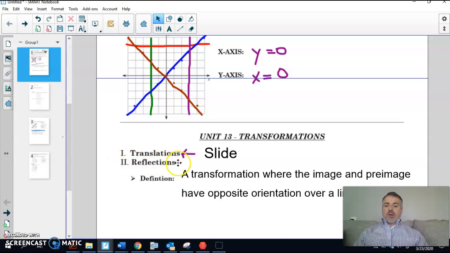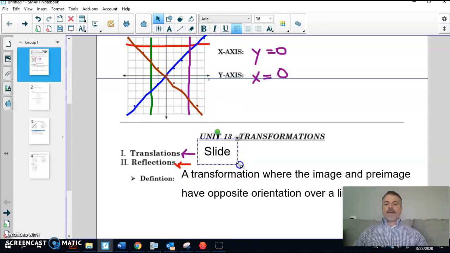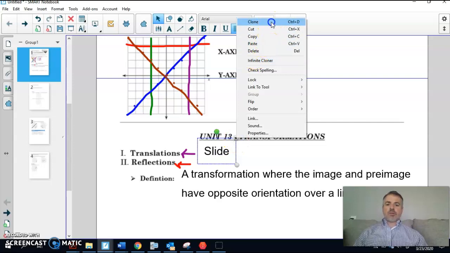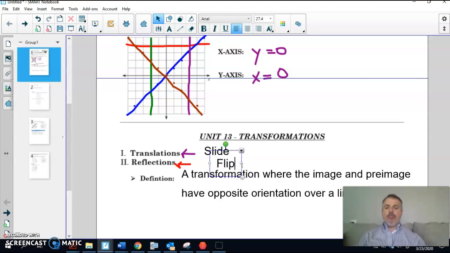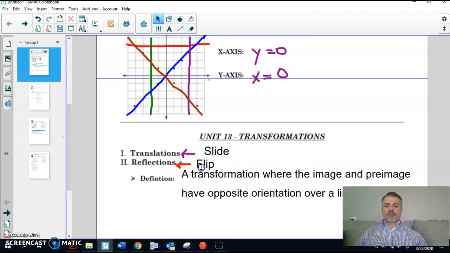And then yesterday I kind of introduced the concept of a reflection. Now a reflection, I want you to think of that as a flip on the coordinate plane. So reflection is a flip. So that's a slide. So we can clone this, and this would be a flip on the coordinate plane. That's a reflection. So we kind of introduced that yesterday.